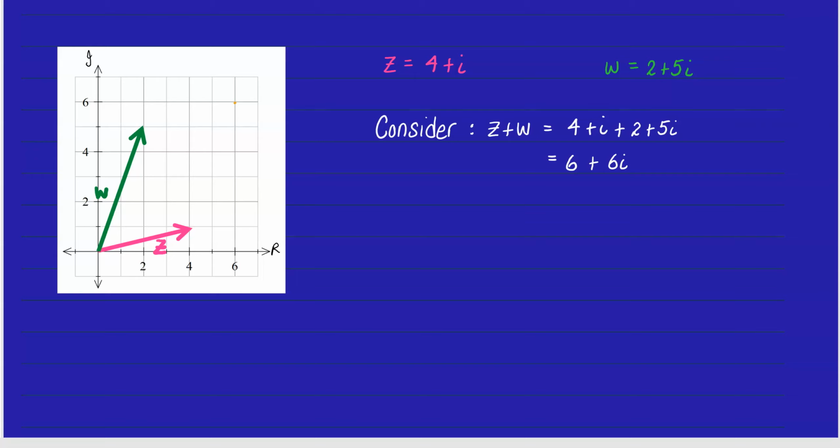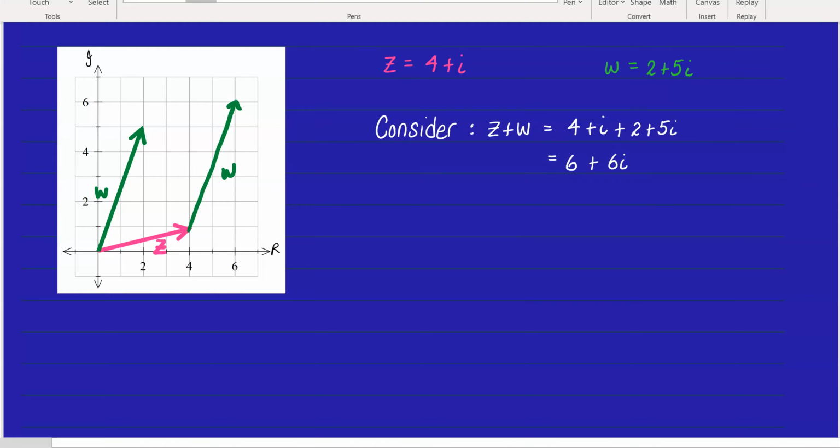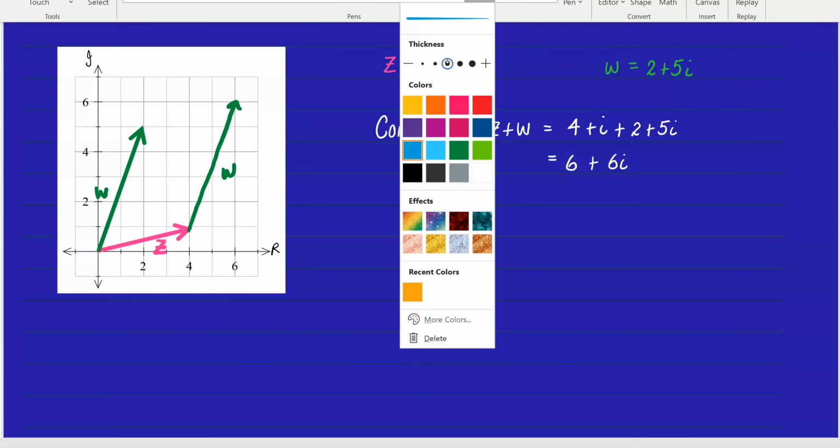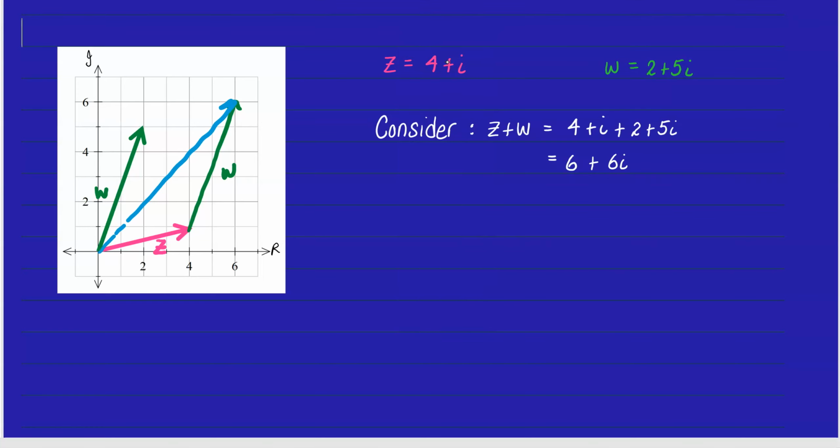If we look at z plus w, we know we can do it algebraically. What does it look like geometrically? We've got the z here, and then we'd add on the w, which becomes that one there. So our z plus w would look like, let's go with blue, this line here. That's our z plus w, which corresponds with our 6 plus 6i. So 1, 2, 3, 4, 5, 6, and then we're going up by 6 there.